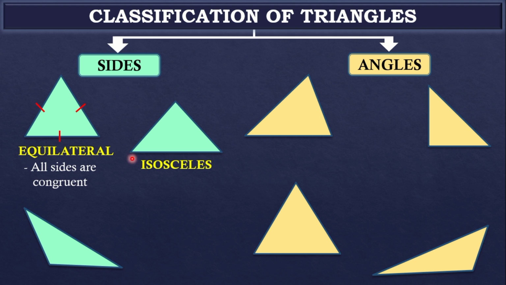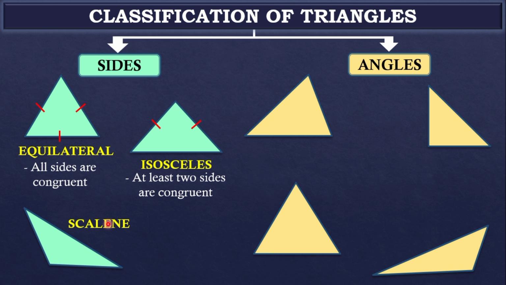Now, we also have the isosceles triangle where at least two sides are congruent. So if you have at least two, even just two sides of the triangle that are congruent, as you can see, we have markings here. This one has none. Okay? So, if this one has one too, that is equilateral. Actually, equilateral is a special case of isosceles triangle. So, we have here two sides that are congruent. So, this is an isosceles triangle. You can see that it has two markings.